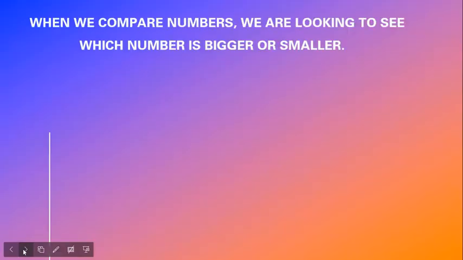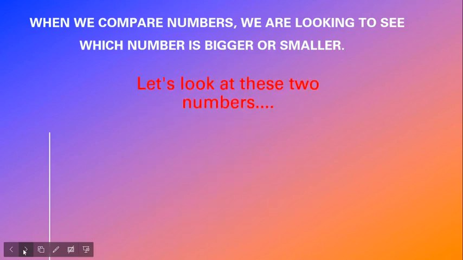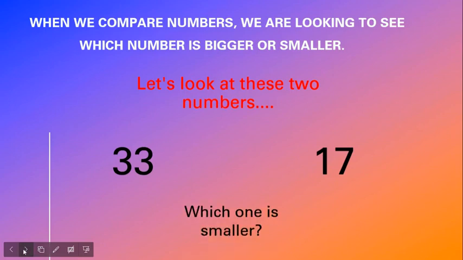On our next slide, it says, when we compare numbers, we are looking to see which number is bigger or smaller. Let's look at these two numbers. Our first one is, what do you see, boys and girls? 33, good job. And the next one you see, 17. Which one is smaller? 33 or 17? Which number is closer to 0 when we are counting? If you said 17, you are correct.